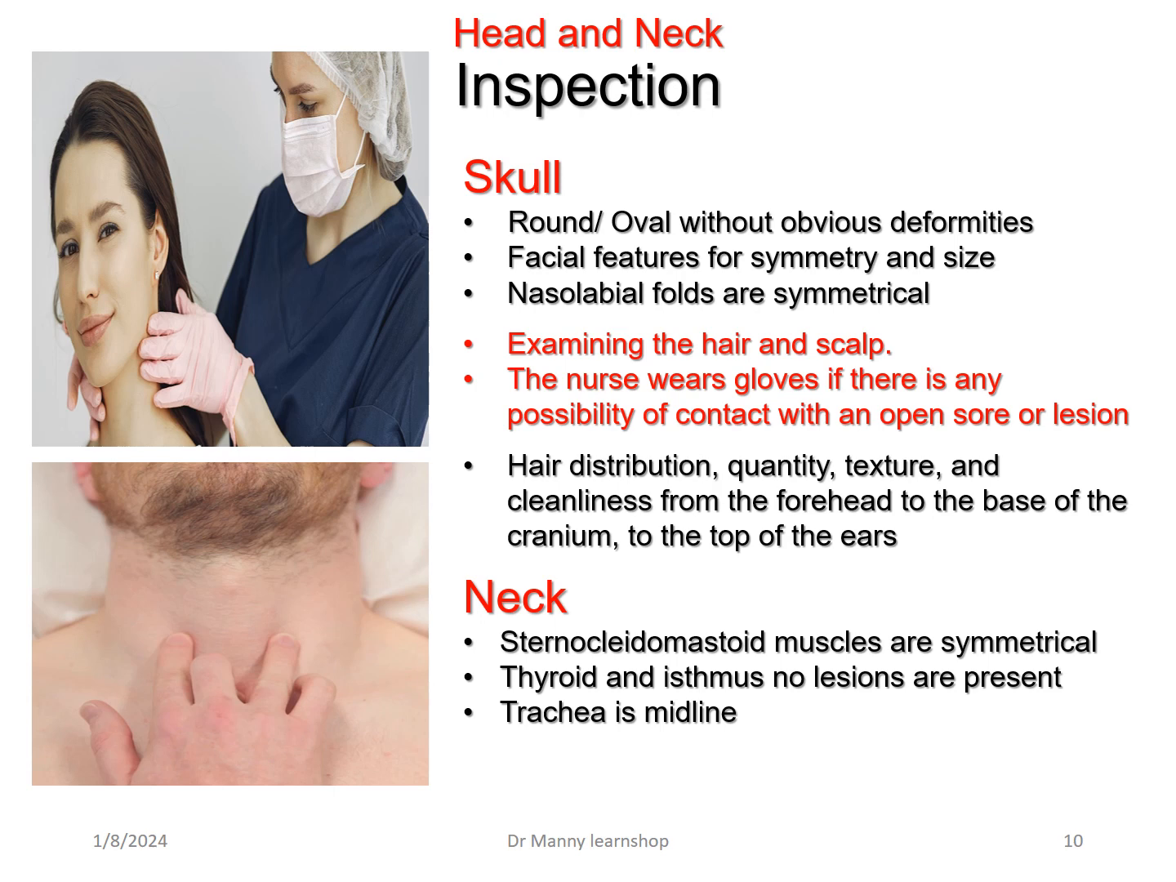Then observation of the neck. And this involves looking at the sternocleidomastoid muscles for symmetry. Determining now whether the thyroid and the thyroid isthmus is identifiable. Typically not. But again, you're determining whether there are any lesions, swelling, edema, pulsations, just with your observation, and observing whether the trachea is midline.